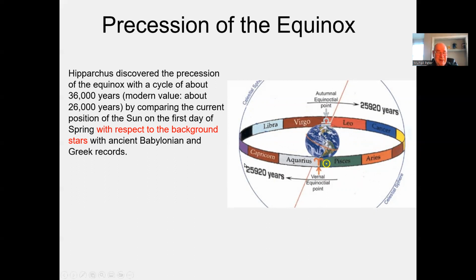But this phenomenon was discovered by Hipparchus, and the only explanation he had was it must have been that the whole celestial sphere was wobbling very slowly back and forth. And because of the wobble of the celestial sphere around the Earth, the fixed Earth, this would change where the sun seemed to be crossing the celestial equator. This is a very good explanation geometrically, but not the correct one.